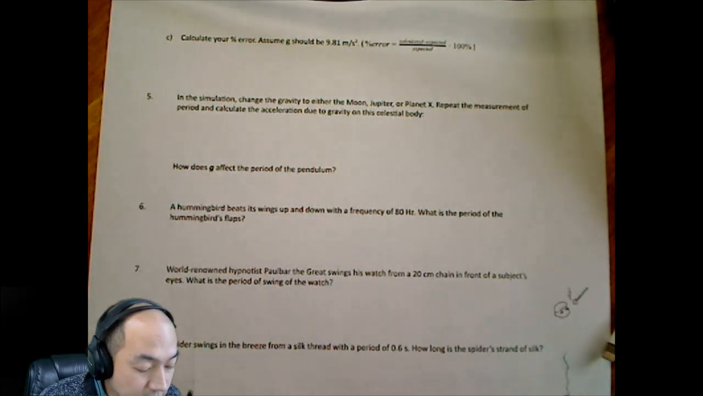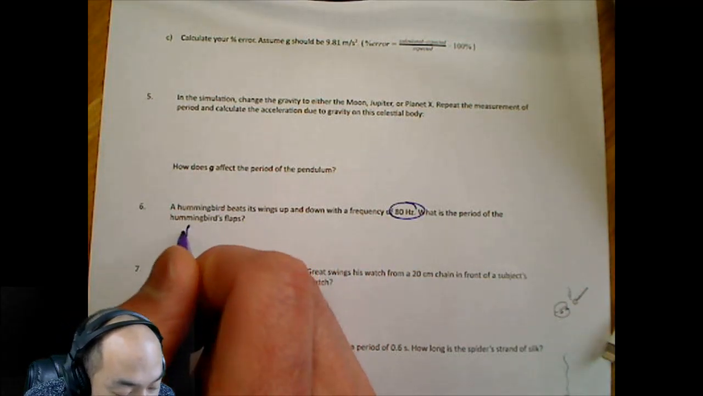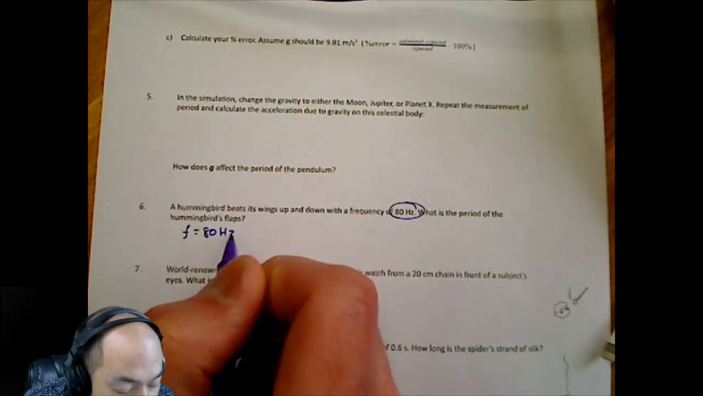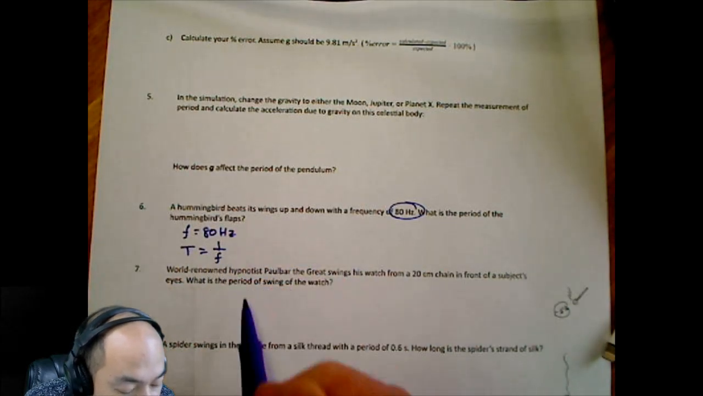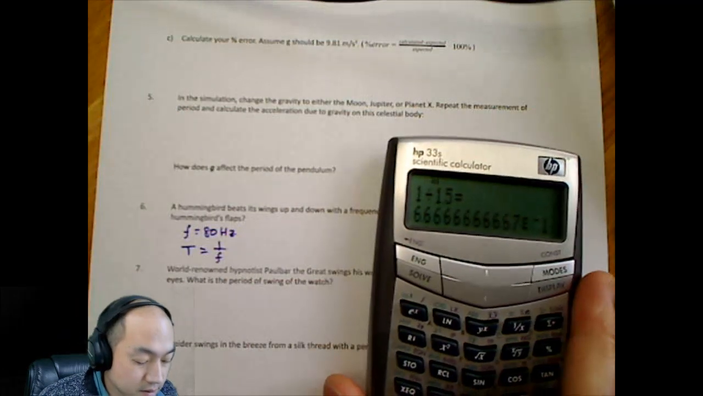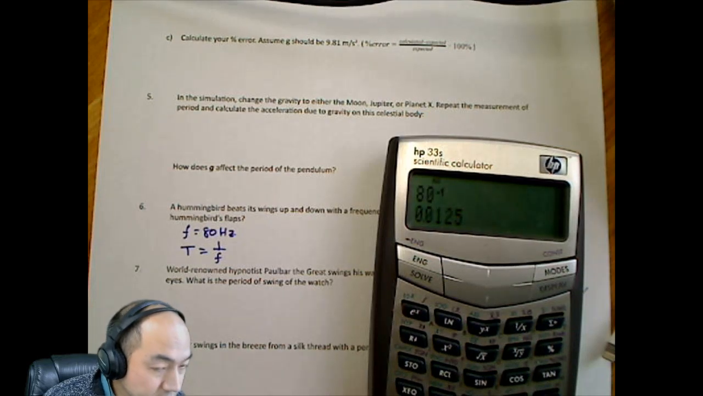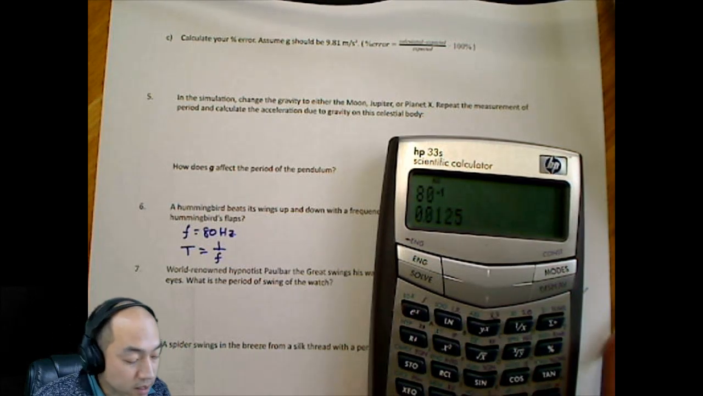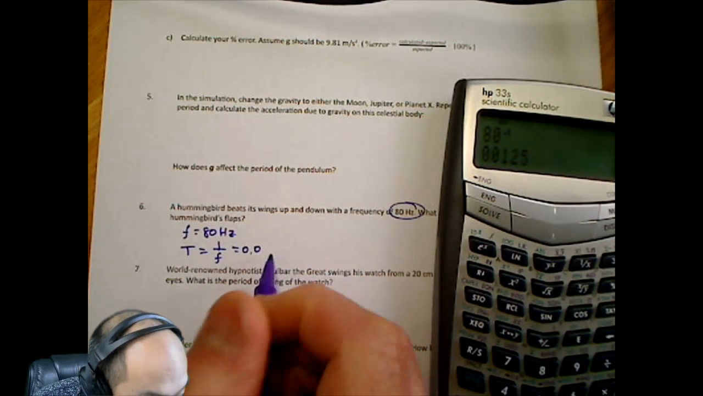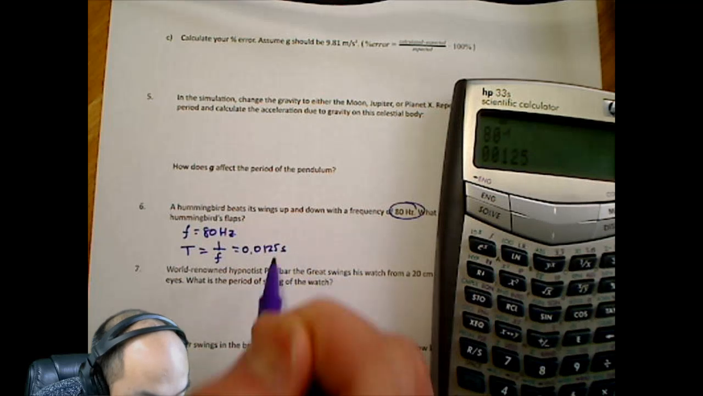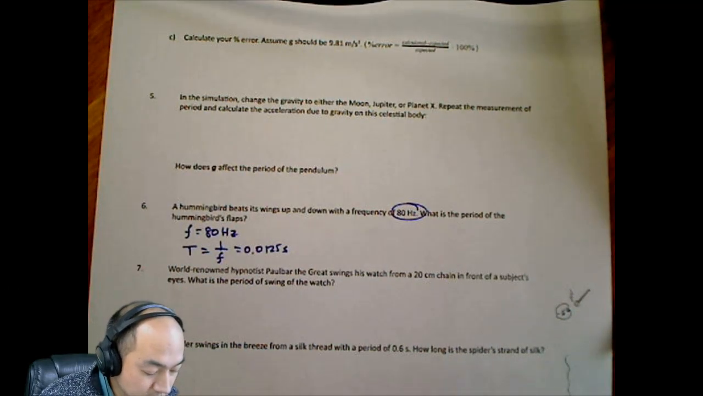Number 6. A hummingbird beats its wings up and down with a frequency of 80 hertz. F equals 80 hertz. What is the period? T equals 1 over F. And so in this case, 1 over 80 gives us 0.0125 seconds.